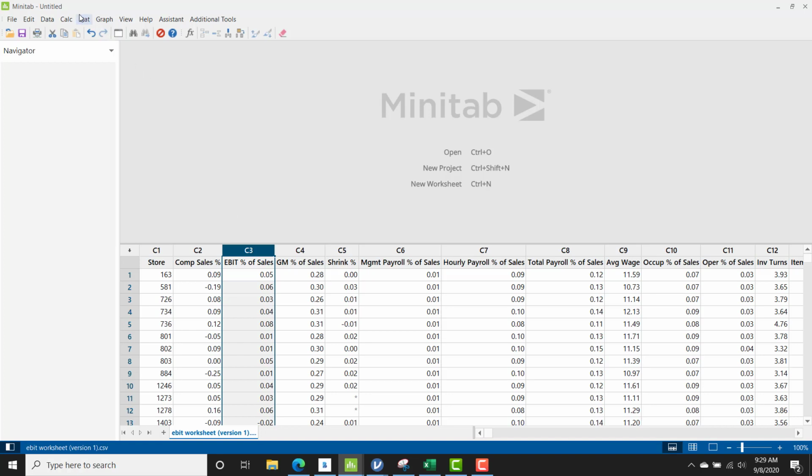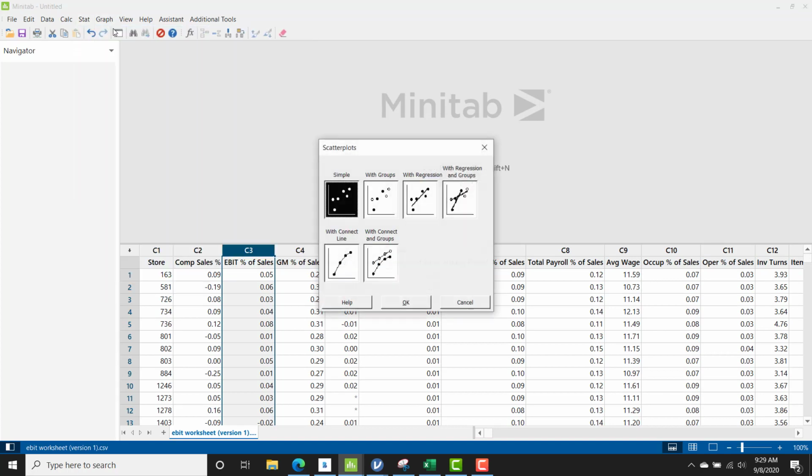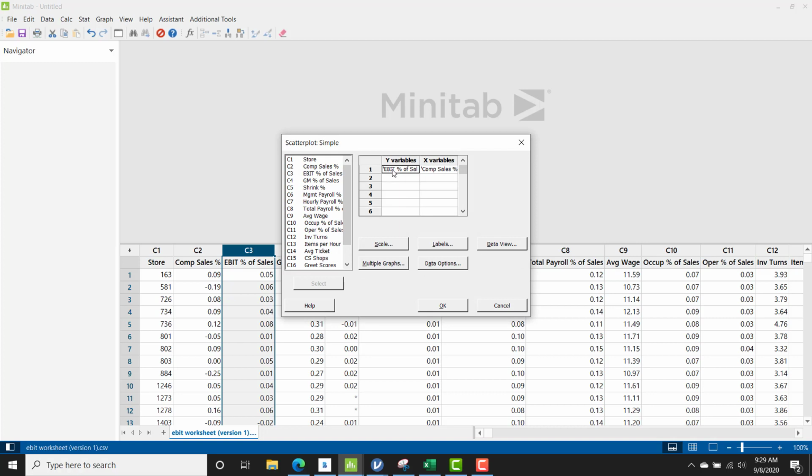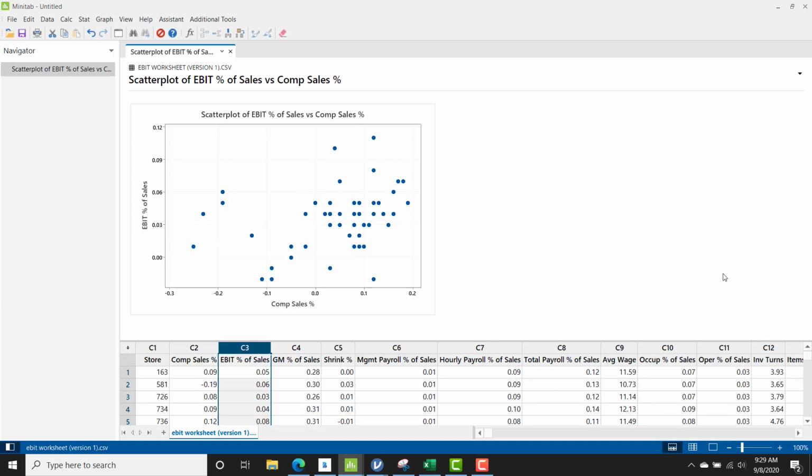So I like to look at a scatter plot, or you can get this really cool fitted line plot. But let's do a scatter plot first. So scatter plot, simple. And EBIT is my Y because that's what I care about, and I think that sales is the predictor. All right, Minitab gives me a nice output here. Beautiful visual. And of course, the major thing we care about is looking for relationships.